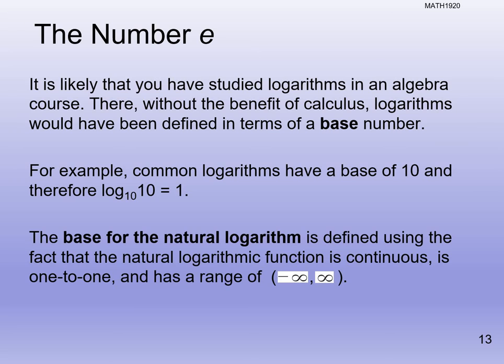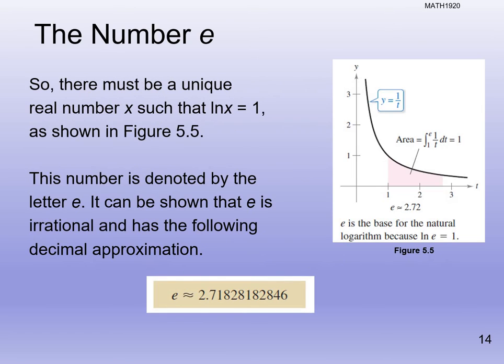So the base for regular log functions, or what we call common log functions, is 10. The base for natural log functions is e. If you look on your calculator, you have the natural log button, and above that, if you hit second natural log, you have e to the x. So e is the base for natural log functions.